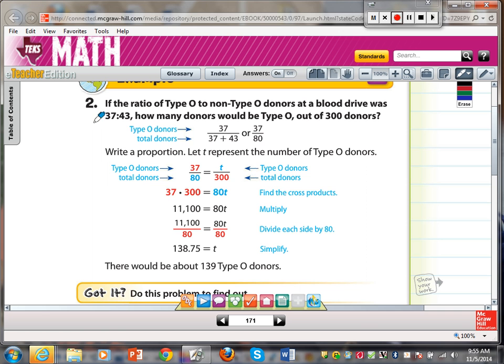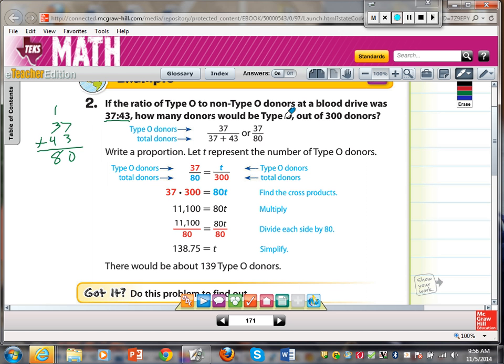And they give you the ratio here. So you would have to add 37 plus 43. That will give you 80. So there was a total of 80 donors. They were either type O or non-type O, right?